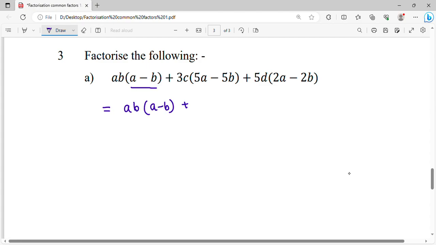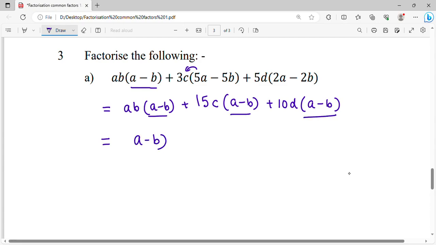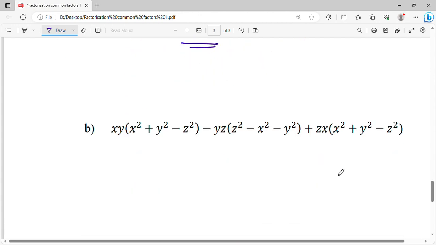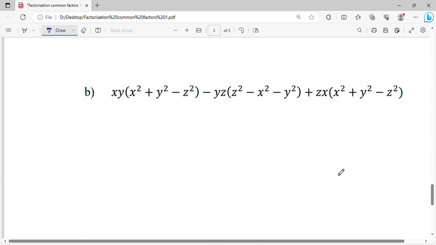Let's simplify this. If I take out the 5 outside, I get 15c(a minus b). And if I take out the 2, I'll get 10d(a minus b). So, basically you will see (a minus b) is throughout common, so it's nothing but (a minus b) bracket (5a plus 15c plus 10d). And your job is done, because this cannot be factorized anymore, nor can this be factorized anymore. Is that okay? Yes. And this is the last question.